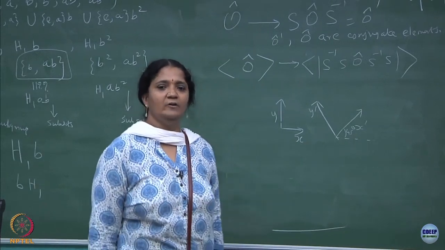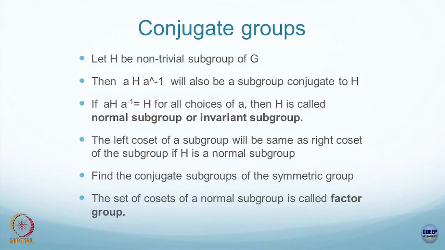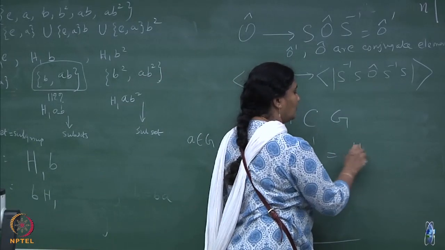So, take a non-trivial subgroup H of G, and then take an element A belonging to G. Consider A H A inverse. This is a subgroup, okay. So, what you are going to get is a new subgroup.